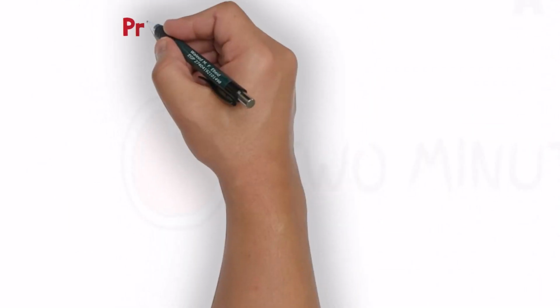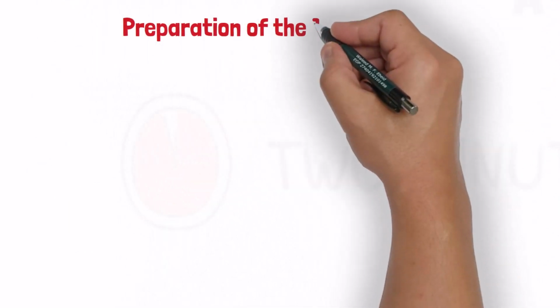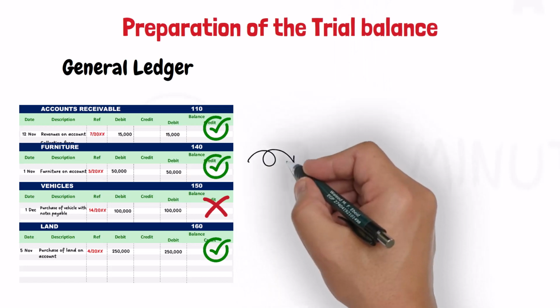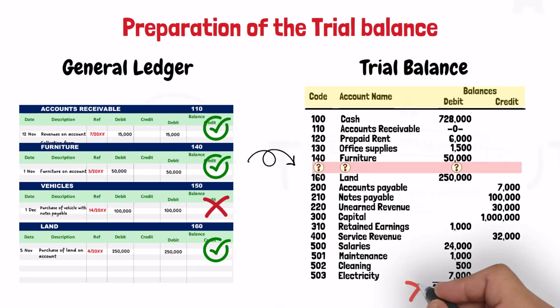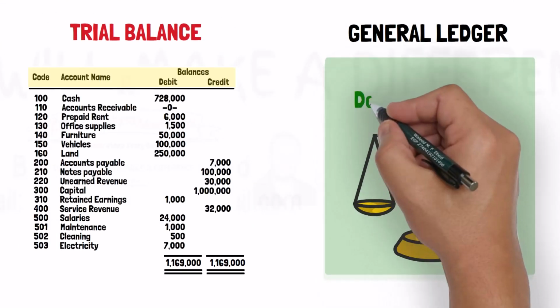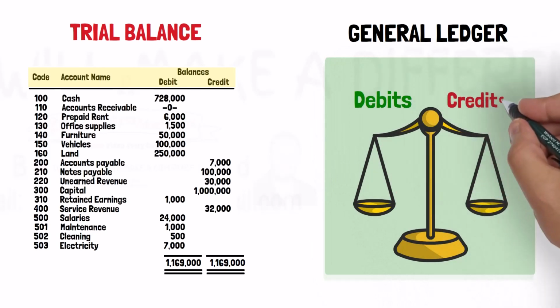Also, an error might occur when preparing the trial balance itself, like for example, an account in the general ledger that was not taken to the trial balance. So, we can say that the trial balance is a check done to ensure the equality of debits and credits in the general ledger.